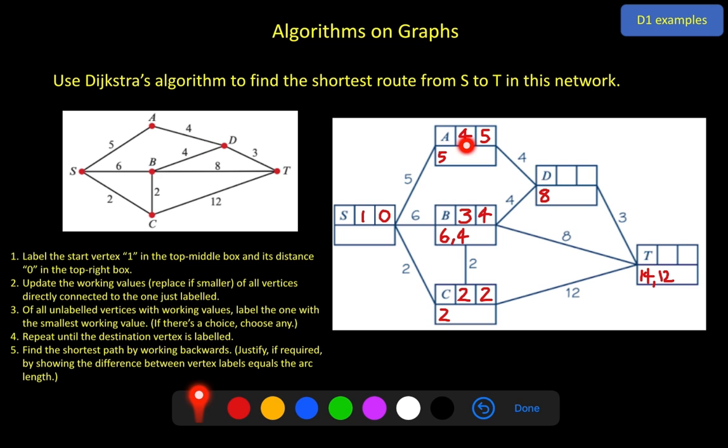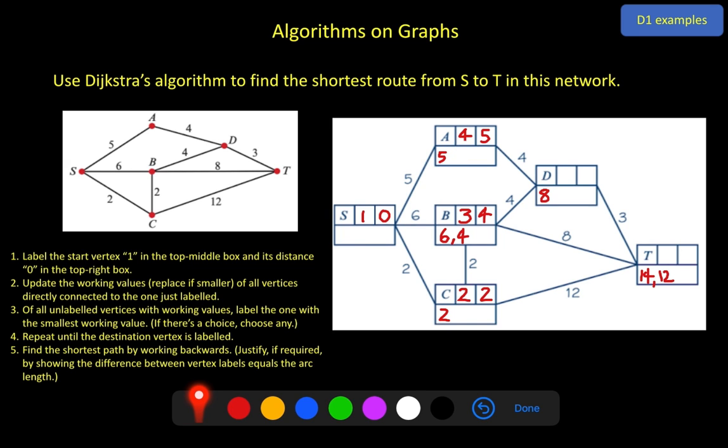Now from A, I need to update all the working values. No working values here because it's already labeled. But this does have a connection. To go from here is 5, to add on another 4 would be 9. That is not smaller than 8. This is not a better route than this. Now I don't think you would be penalized for putting 9 after the 8, but you only need to replace it if it's smaller, and in this case it's not. So I'm going to leave the 8 there. I'm not going to put the 9 because it's not smaller than 8. That's all of the ones connected to A.